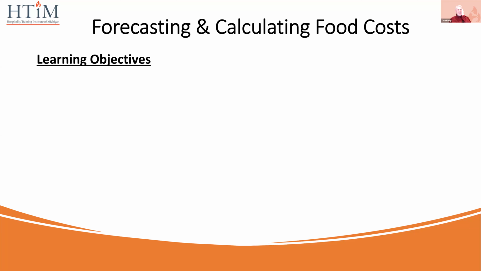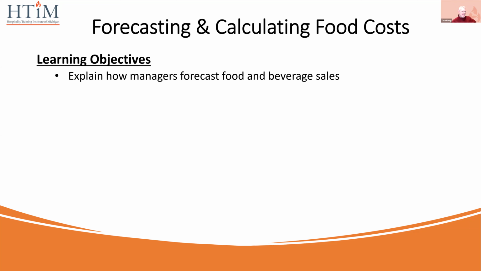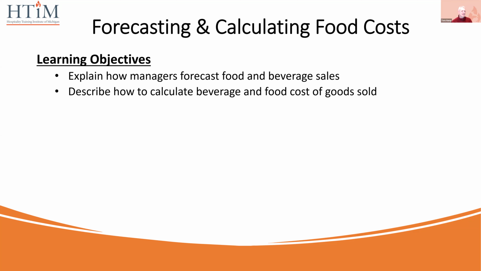So getting into forecasting and calculating food costs. Now, this is a little bit more tricky, right? This isn't where we're going back in history and figuring out what our inventory was and doing the math there. We're actually going to make an educated guess about what we're going to use going forward. So we want to explain how managers forecast food and beverage sales. We want to describe how to calculate beverage and food cost of goods sold.